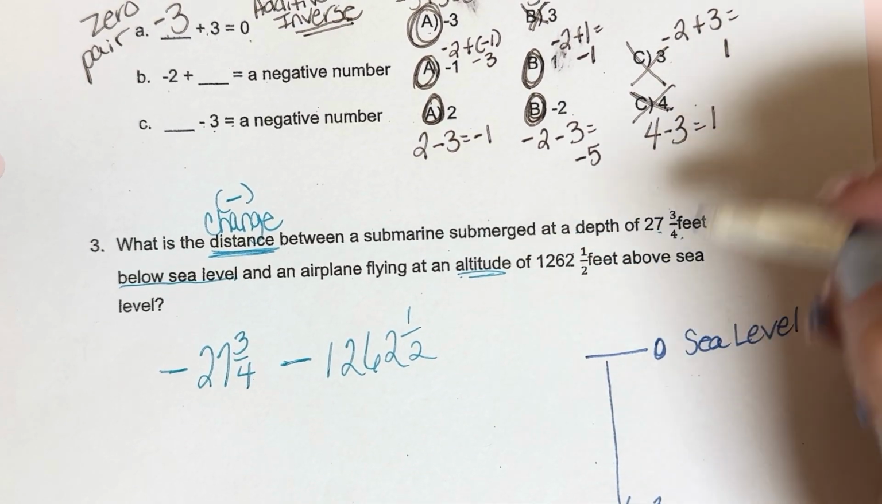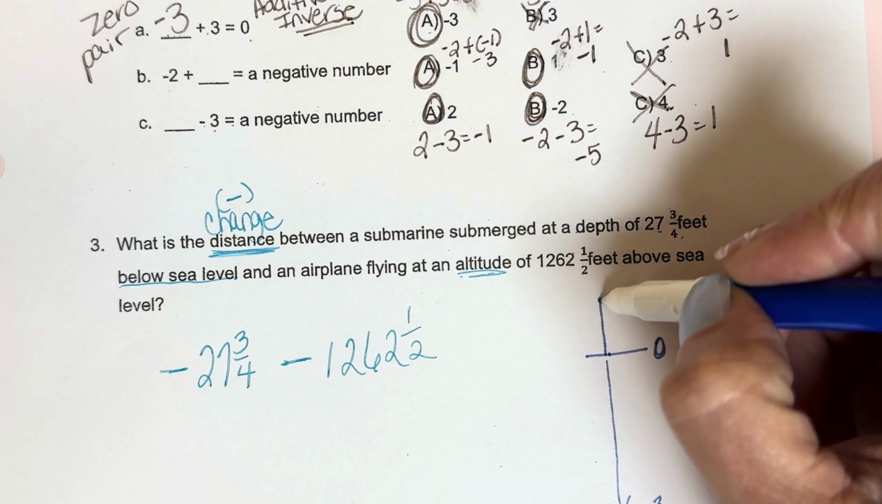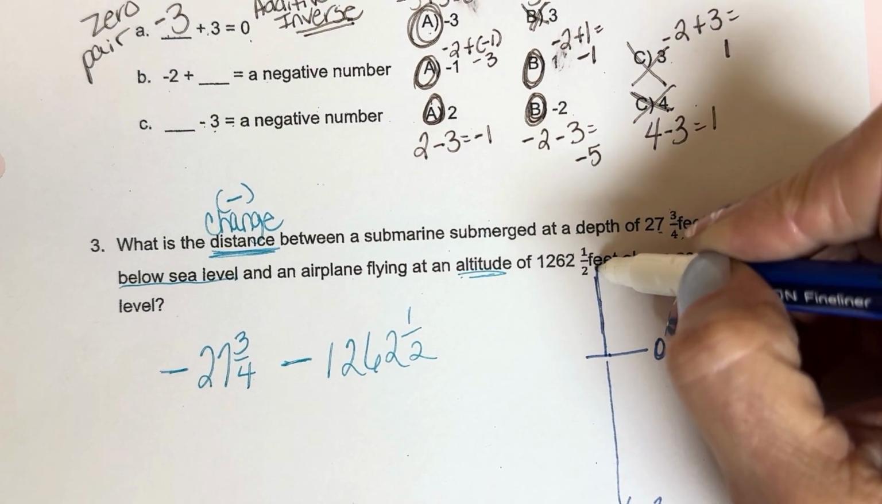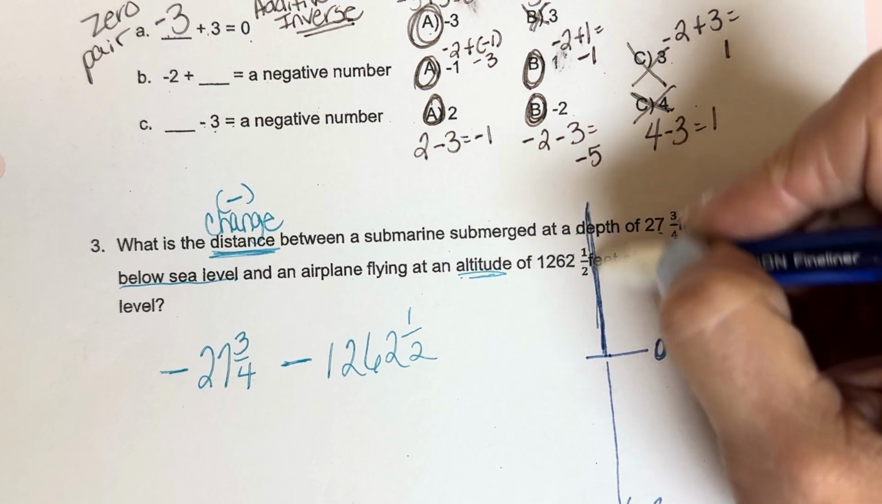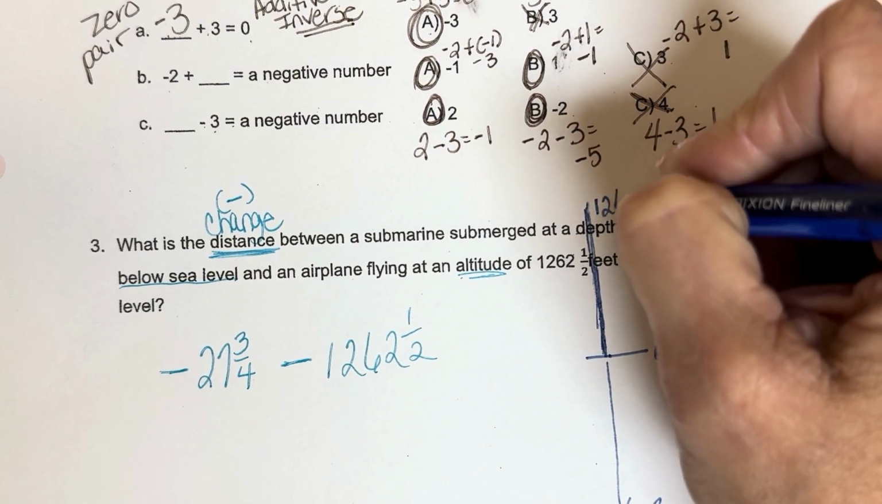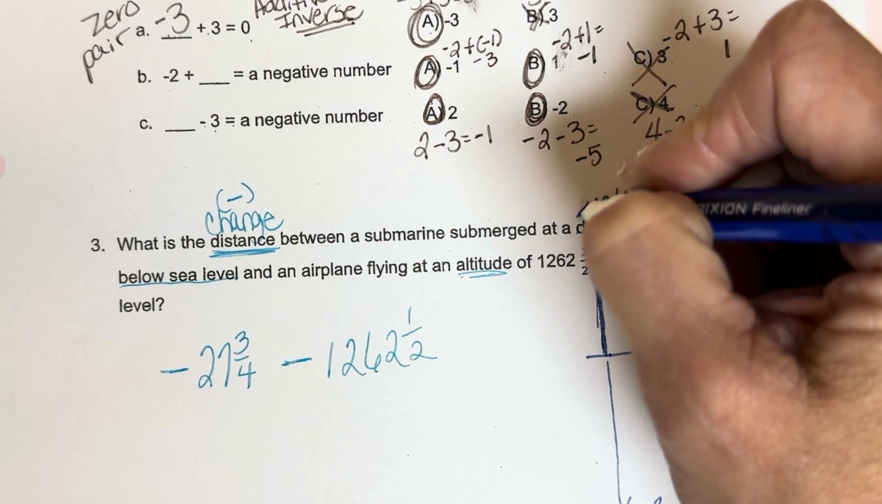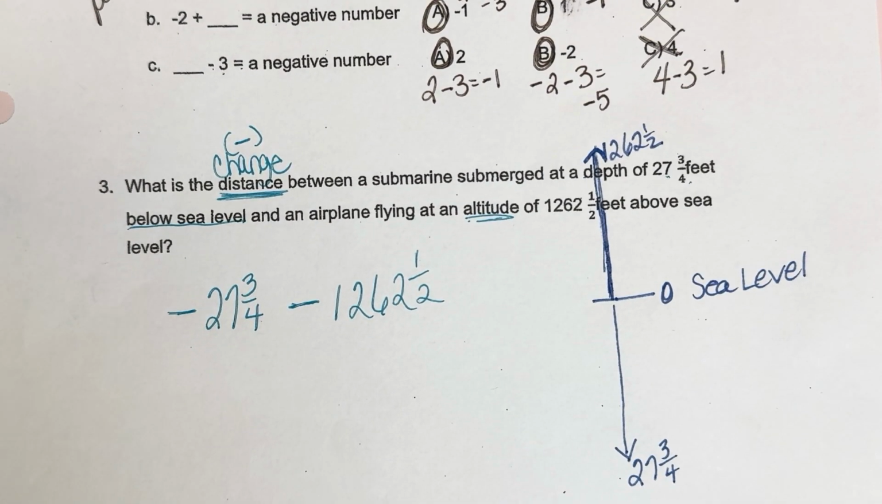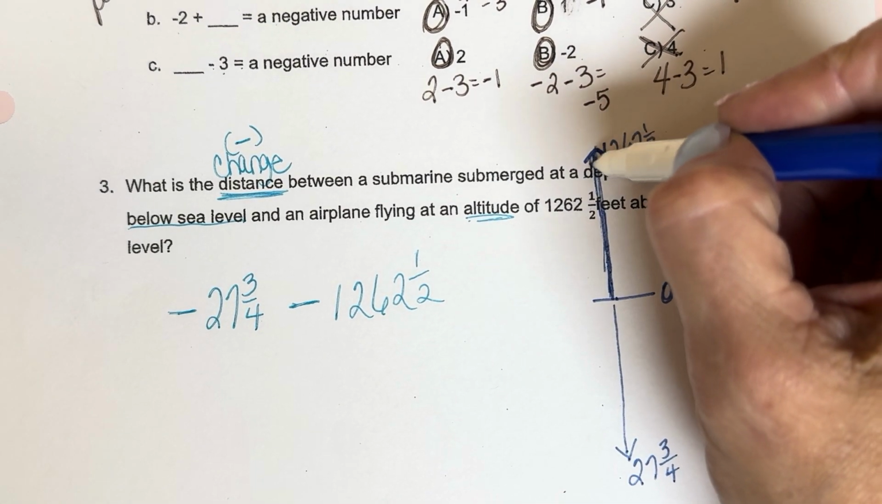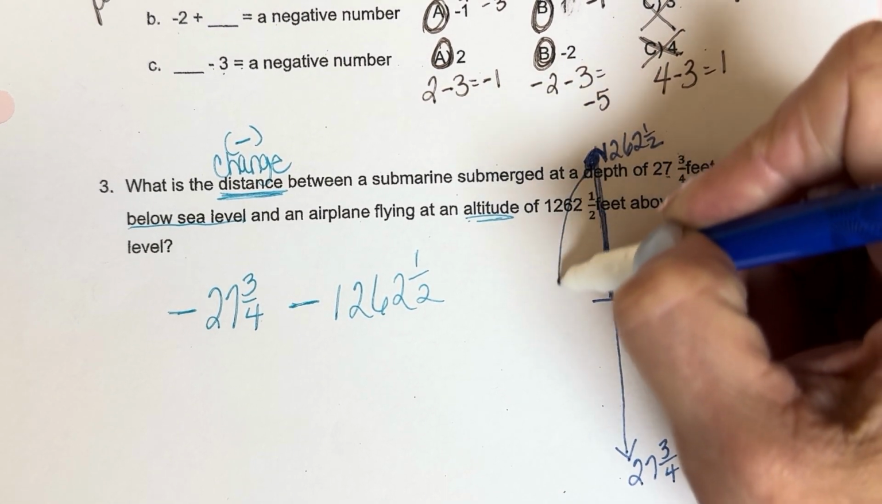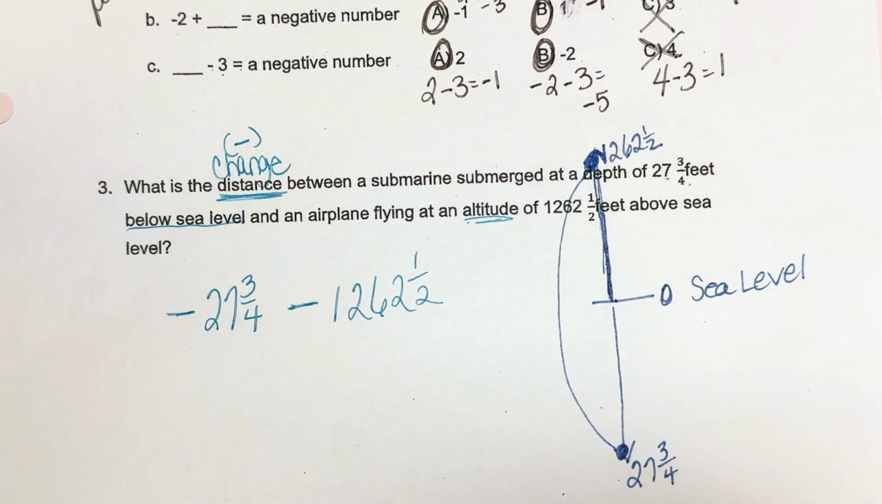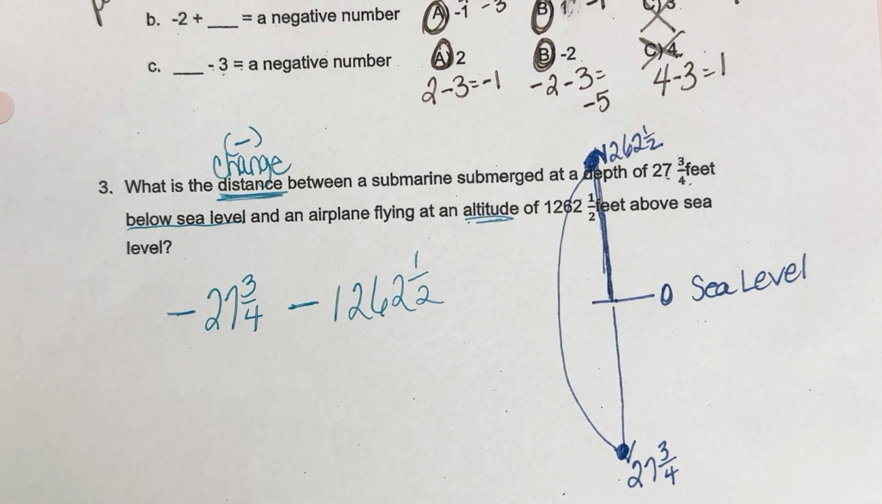And I don't have enough room. This is going to look really weird. But our airplane is flying up here at 1,262.5 feet above sea level. And what this question is asking you is, how far is it from here to here? What is the distance? Okay? So, let's do it.